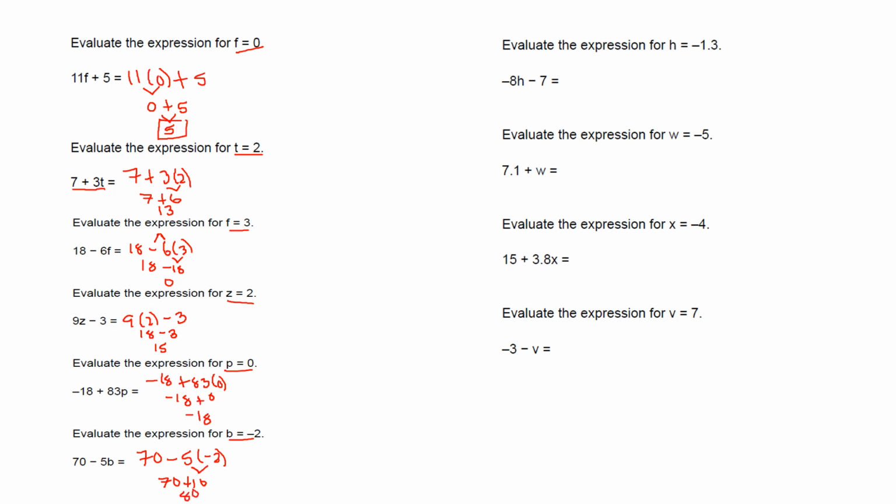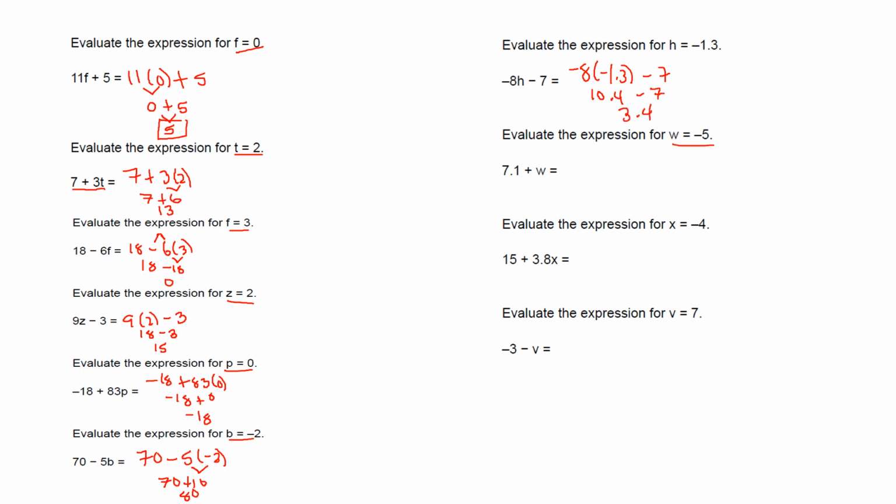If h equals negative 1.3, that would be negative 8 times negative 1.3 minus 7. And so negative 8 times negative 1.3 is 10.4. And negative times a negative is a positive, so that's 10.4 minus 7. 10.4 minus 7 is 3.4. And this is all just calculator work at this point.